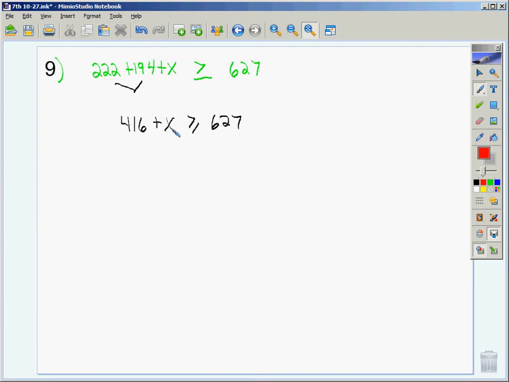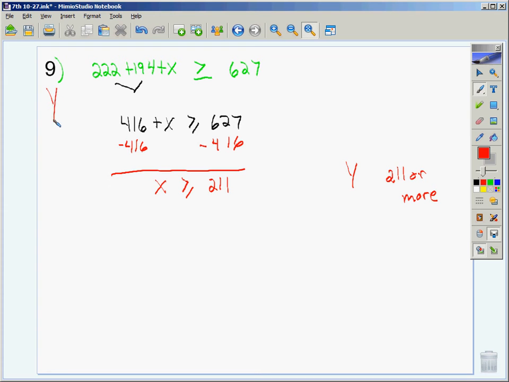What do I do to get x by itself? How do I get rid of the 416, John? When I subtract it, x is greater than or equal to, and if I subtract it from 627, I get 211. Now, look over on the side. You'll see where y says 211 or more. Okay? That's what the answer to this one is.